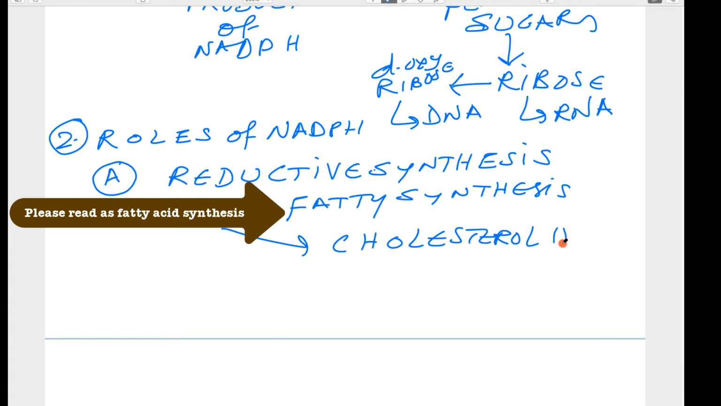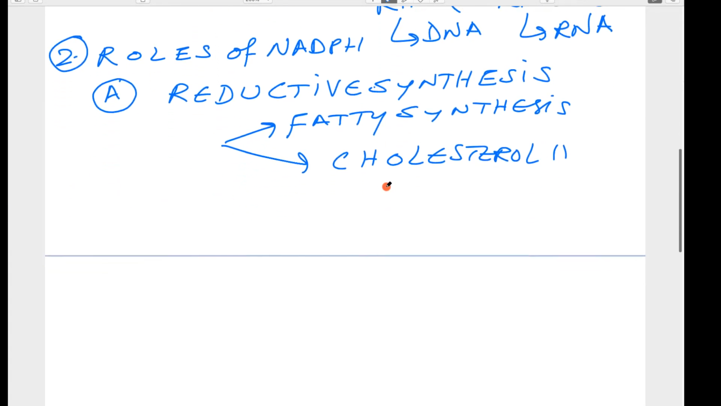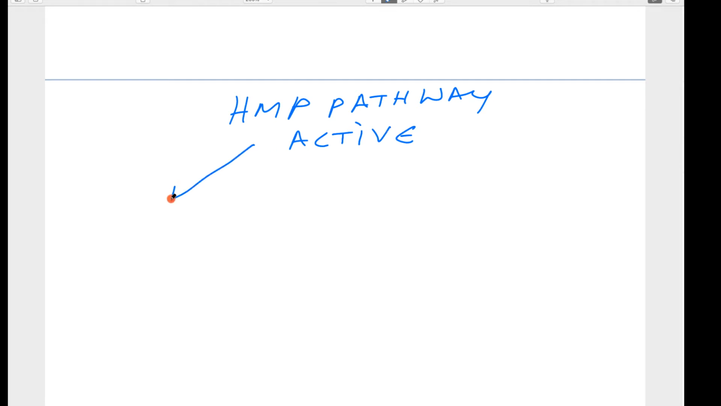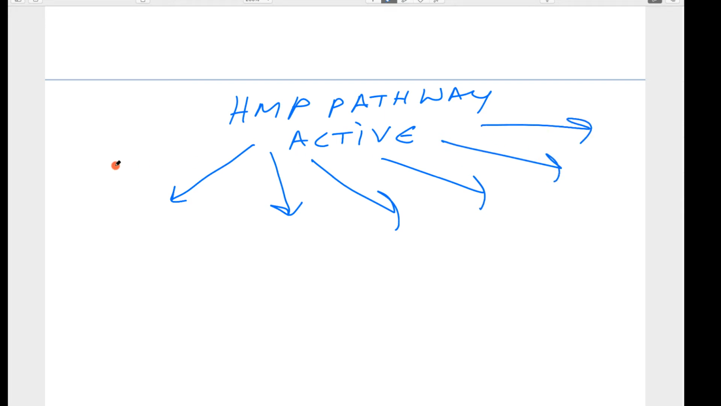NADPH is required not only for these but also for the synthesis of other steroids, and for various other reactions. That is the reason the HMP pathway is active in a number of tissues. Of course, it is very low in muscles, but in other tissues it is very much active. Let us see the details of the various tissues where this pathway is active.